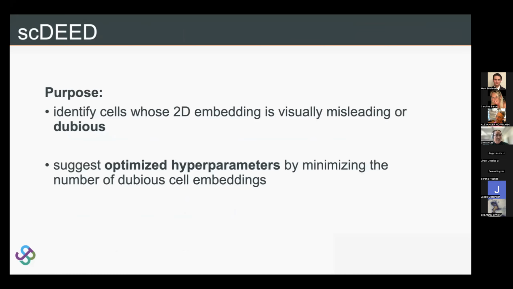So I'd like to introduce scDEED, a method whose purpose is to identify cells whose 2D embedding is visually misleading or dubious. And by dubious, I mean that the cell's location in the 2D embedding does not faithfully represent where it should be based off the higher dimension or pre-embedding space. Based off these dubious cells, we can then suggest optimized hyperparameters by minimizing the number of dubious cell embeddings.